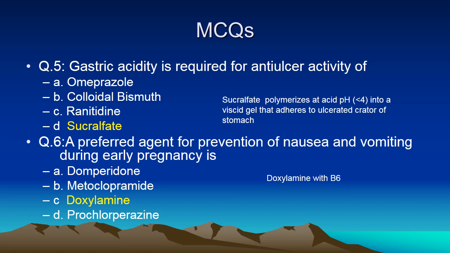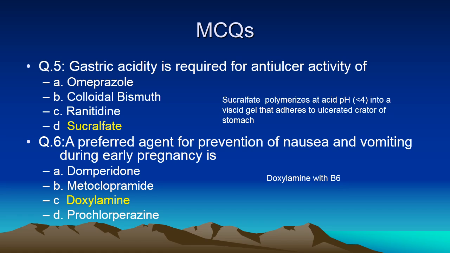Question 5: gastric acidity is required for the anti-ulcer activity of which drug? That means the drug should be activated in the presence of acid, and that is sucralfate, which polymerizes at acid pH to become a viscid thick gel that adheres to the ulcerated crater, protects and prevents H. pylori damage also.